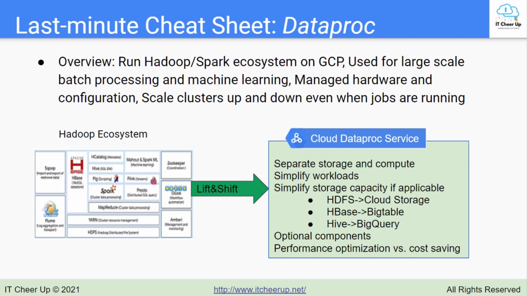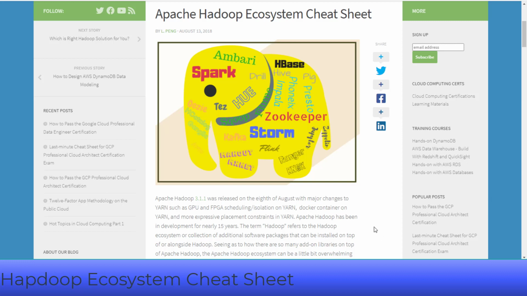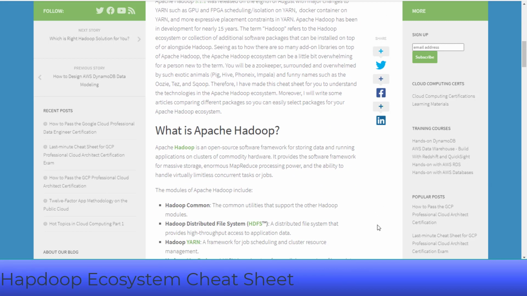best practice of migration such as separate storage and compute, simplified workloads, simplify the storage capacity if applicable, such as HDFS to Cloud Storage, HBase to Bigtable, Hive to BigQuery. You can add the optional components as needed. You also need to pay attention to the performance optimization and the cost saving for the exam. You can review the Hadoop ecosystem cheat sheet from my blog.